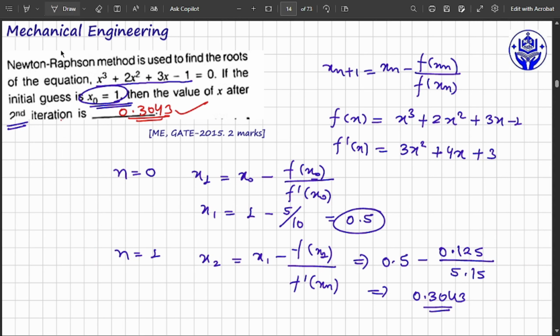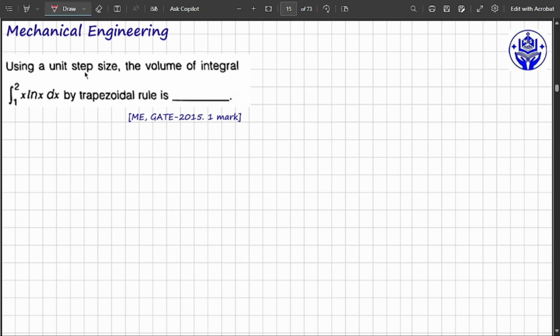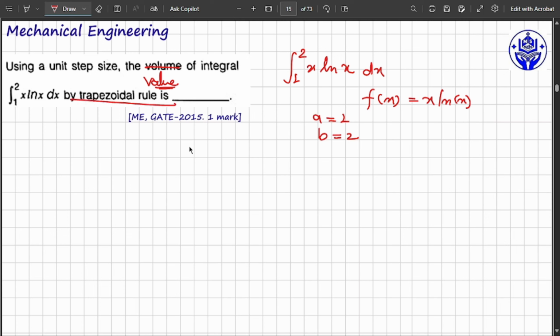Okay, the next will be this question. Using an unit step, the value of integral. Not volume, basically it should be the value of integral. The value of integral from 1 to 2 and the function is x ln of x. So the function f of x is equals to x into ln of x, and here a is equals to 1, b is equals to 2 by trapezoidal rule. Again, if it is a trapezoidal rule and it is not defined what is the step size or the subinterval number, you can easily take this as 2.